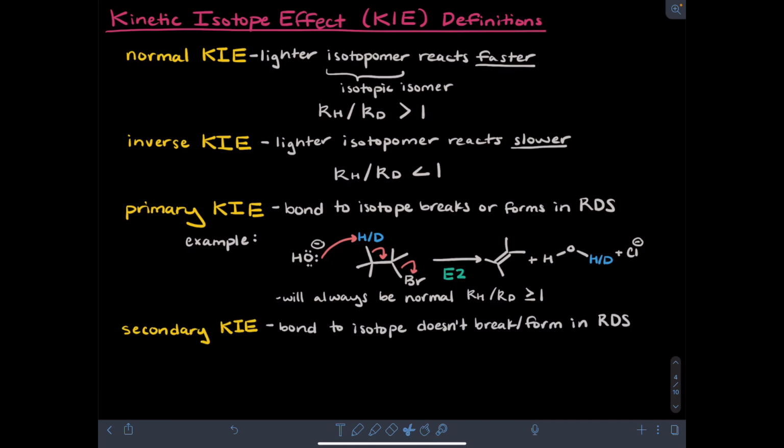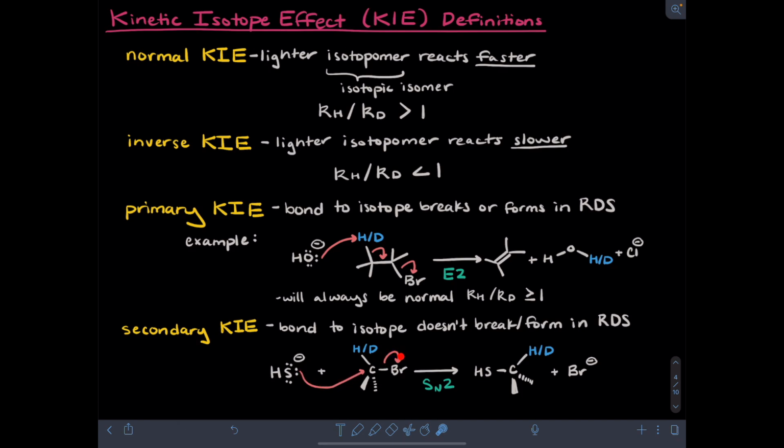We'll call a KIE secondary if the bond to the isotope isn't breaking or forming in the rate determining step. As an example, let's consider the following SN2 reaction. The isotopes that I'm changing are attached to the carbon and could be either a hydrogen or a deuterium. In the SN2 reaction, the nucleophile is attacking carbon and the leaving group is leaving carbon, but the hydrogen or deuterium remains attached to the same carbon throughout the reaction. Because this bond isn't breaking in this reaction, we would describe the isotope effect we measure as secondary. What we'll see in a future video is that secondary kinetic isotope effects could be normal or inverse, meaning they could be greater than 1 or less than 1.